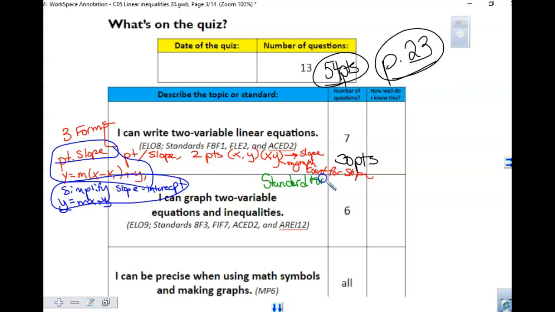And anytime you're doing standard form, it has to be ax plus by equals c. A has to be greater than 0, right? Positive. And no fraction or decimal. The only time I would see a fraction or a decimal is in a story problem. Like when I'm dealing with money, right?